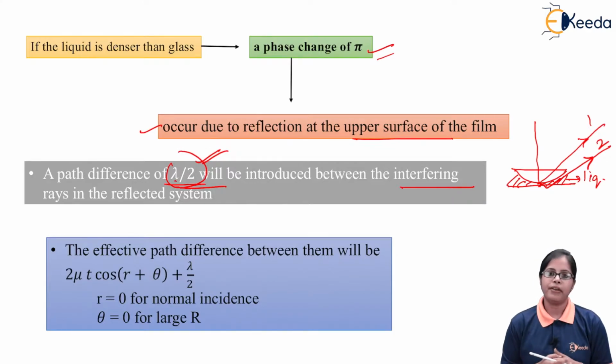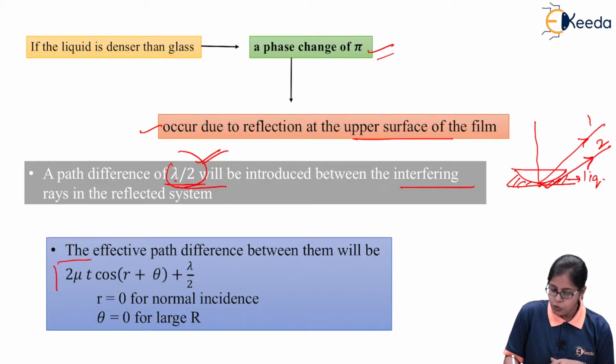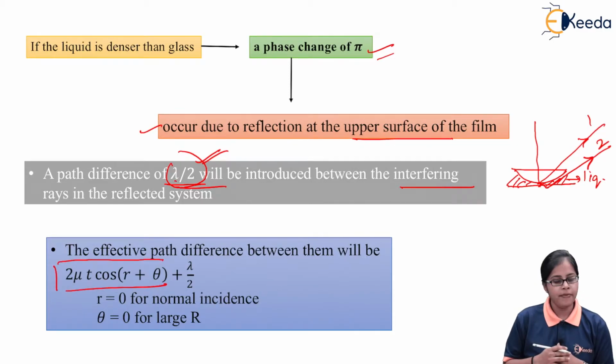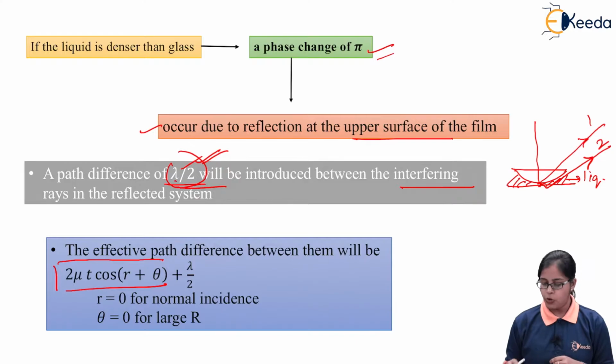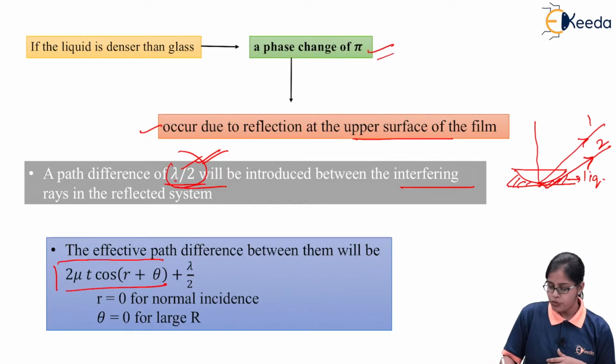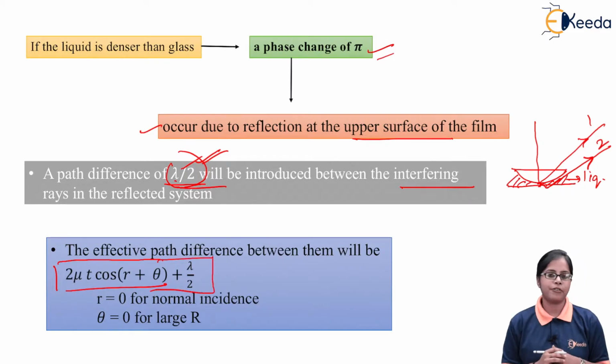As we are already aware, the calculation for the path difference using the Newton rings method was given as 2 mu t cos (r plus theta), but we get an additional path difference of lambda by 2 between the two interfering rays. So the total path difference is 2 mu t cos (r plus theta) plus lambda by 2. This gives the effective path difference between the two interfering rays of the reflected system.